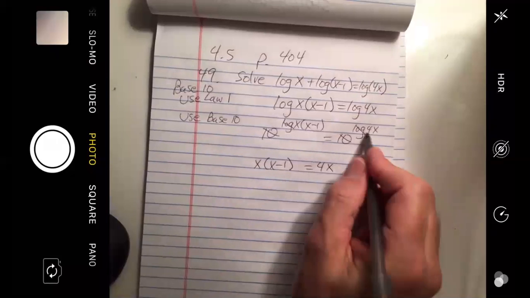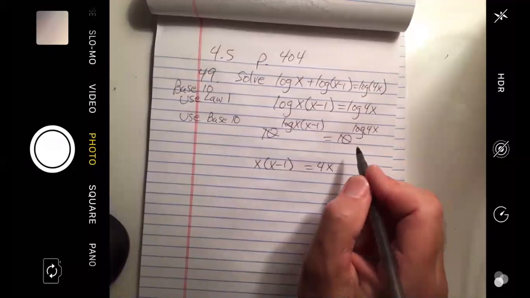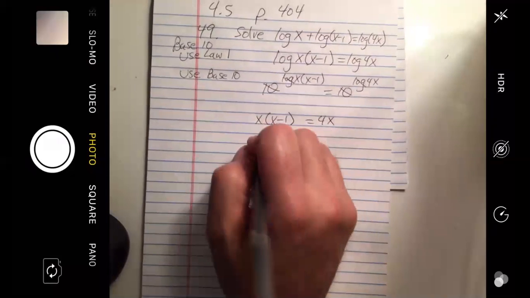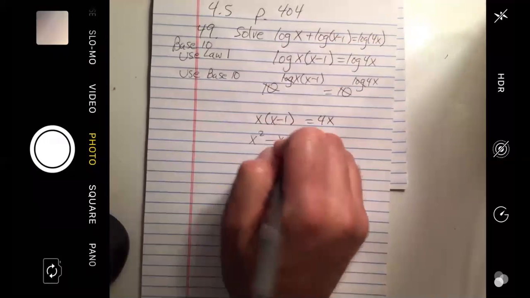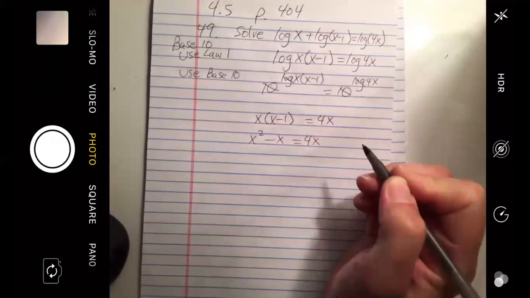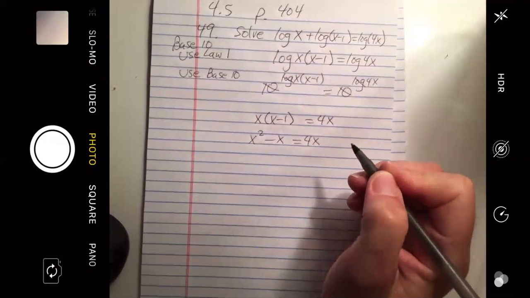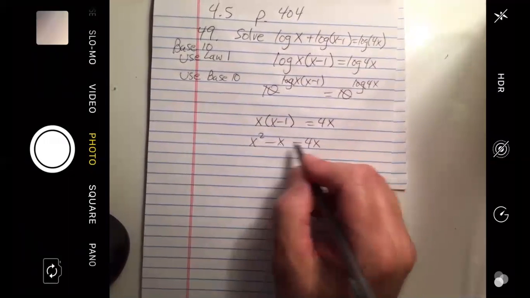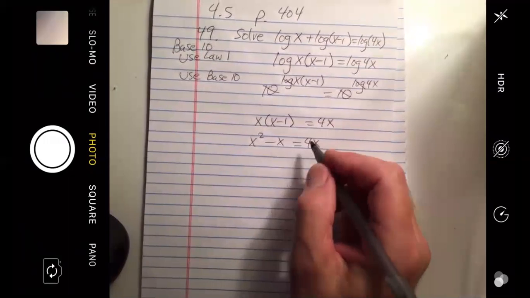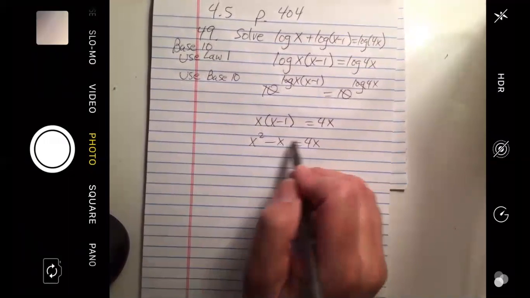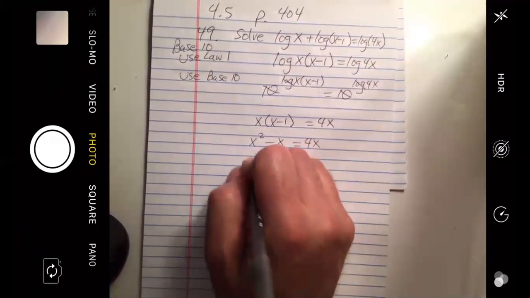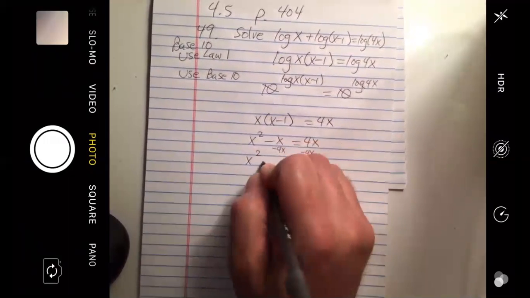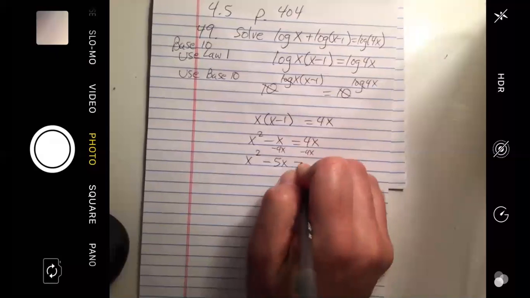This power equals that power, then. The rest of it is just basic algebra. x squared minus x equals 4x. You don't want to send the x over, that gives x squared equals x. With squares, letters, and numbers, you want the 4x over. Subtract 4x from both sides. That gives you x squared minus 5x equals 0.